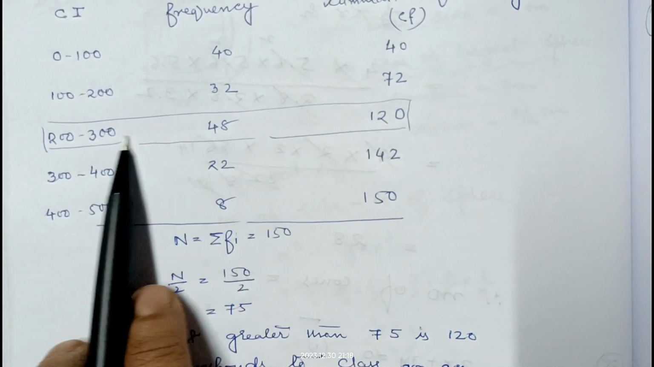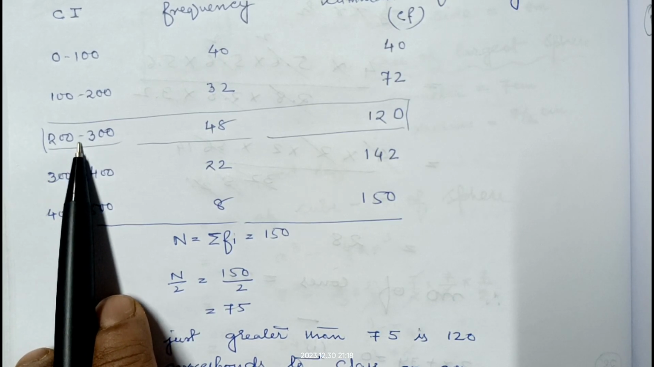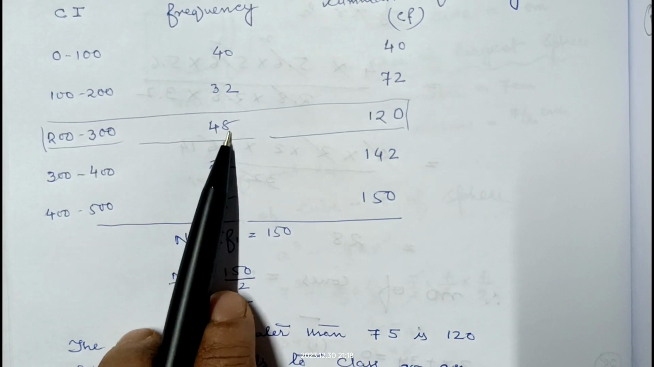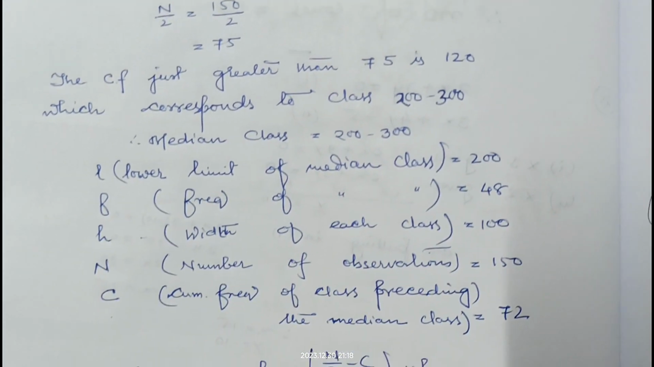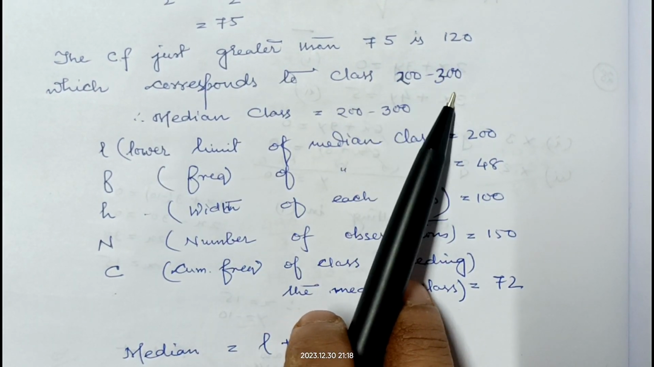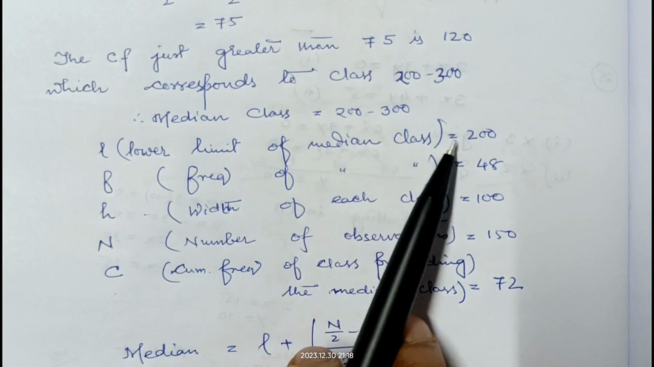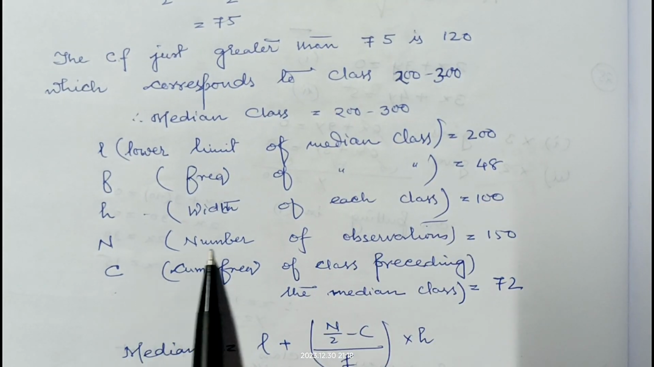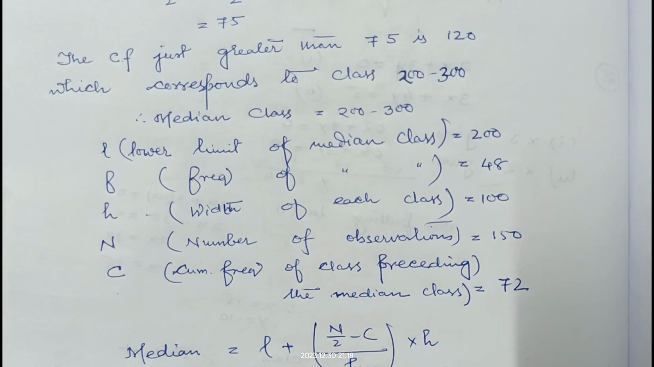So, this is the median class. Since this is the median class, lower limit of the median class is 200. Height or width of the median class is 300 minus 200, 100. The frequency is 48 and cumulative frequency is 72. So here we have to write the cumulative frequency just greater than 75 is 120, which corresponds to the class 200 to 300. Therefore, median class is 200 to 300. Therefore, lower limit of the median class is 200. Frequency of the class is 48. Height of the class is 100. Number of observations we got 150, and cumulative frequency of the class preceding the median class is 72.